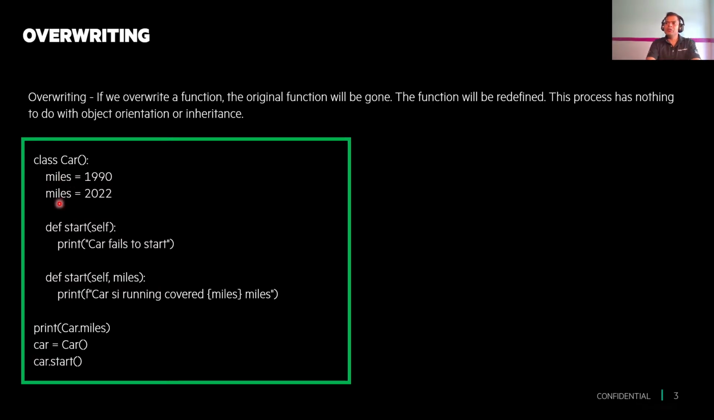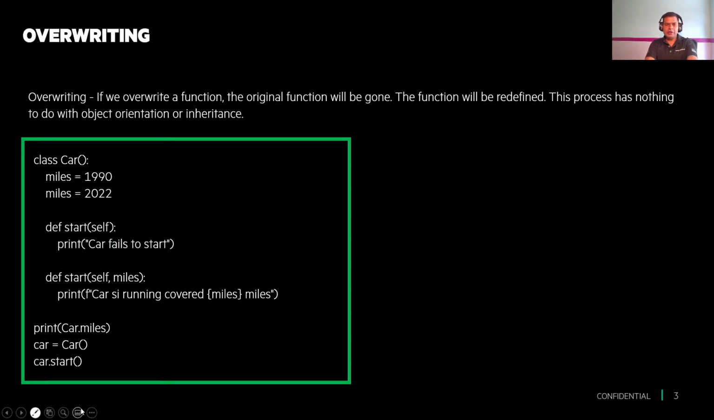The same concept goes for methods. We have a start method, and again we rewrite the start method. It doesn't matter if it has one argument or two arguments, that does not matter in Python. Python will only know about the last one, and the last one overrides all the previous ones.